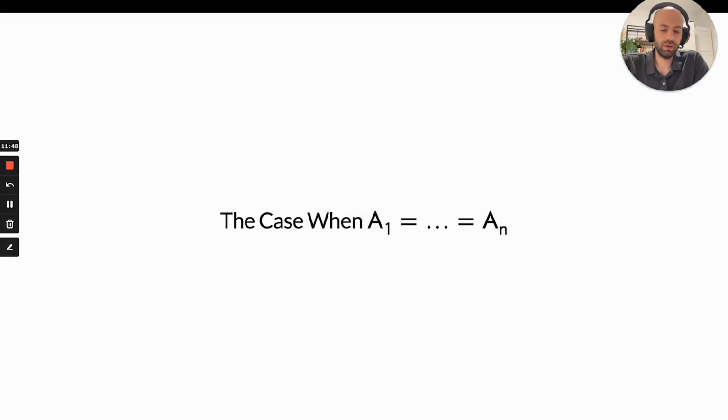Okay, so most of today's talk will be on the case when A1 up to AN are the same matrix, because even here we have quite a few challenges.